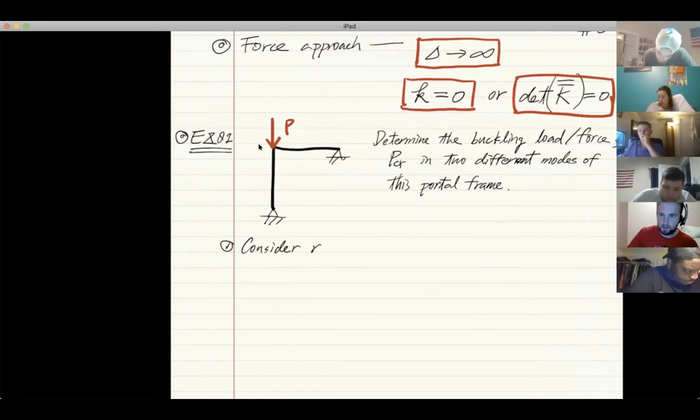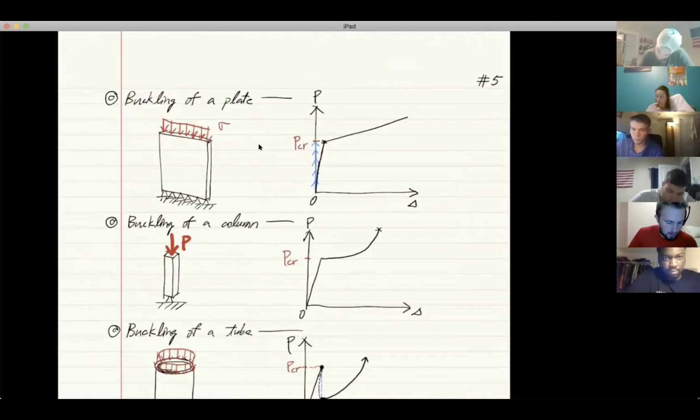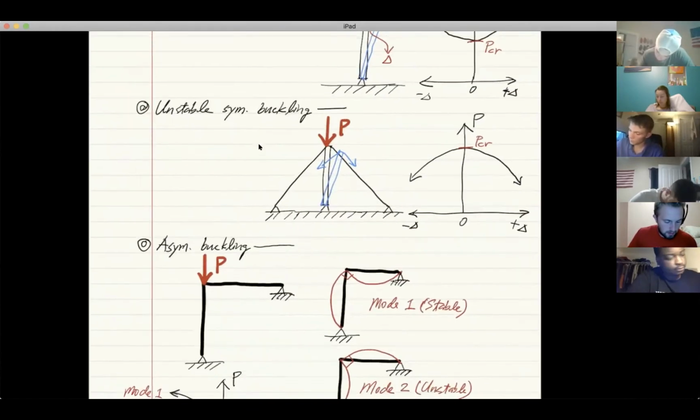Consider mode 1 buckling. In mode 1 buckling, we have the buckling shape to look like this. That means the structure buckles like this, right? And that's why I called it first mode, right? Let's just be sure. Yep.